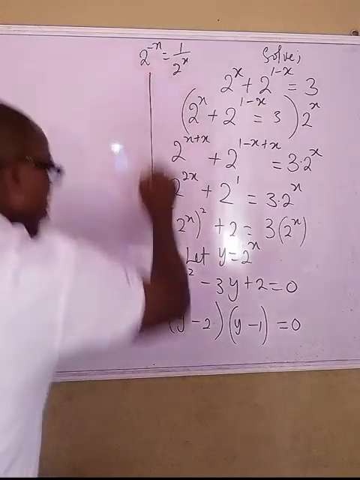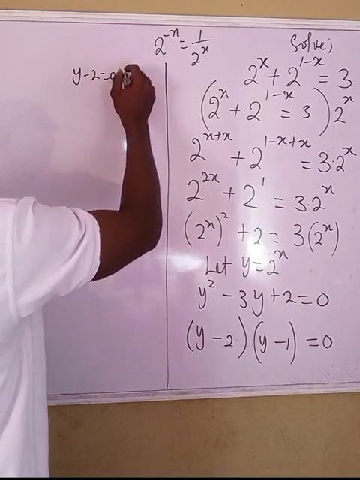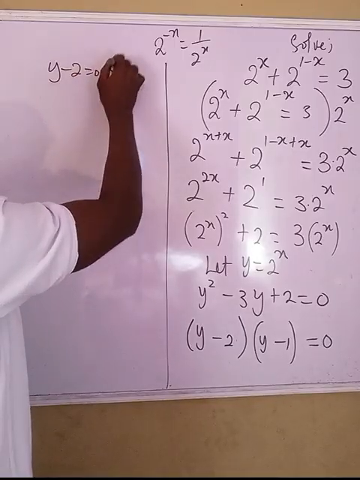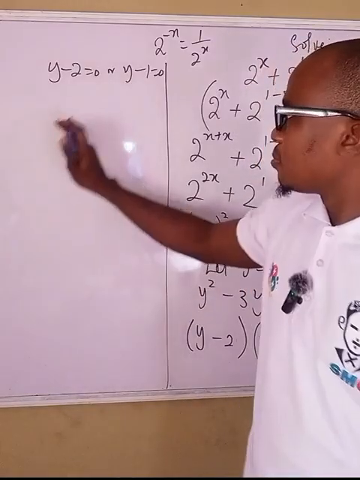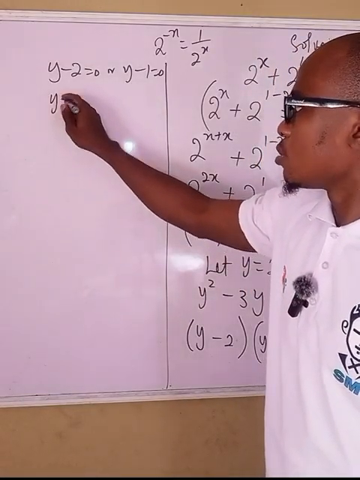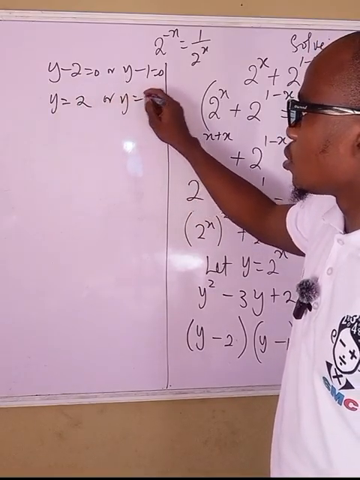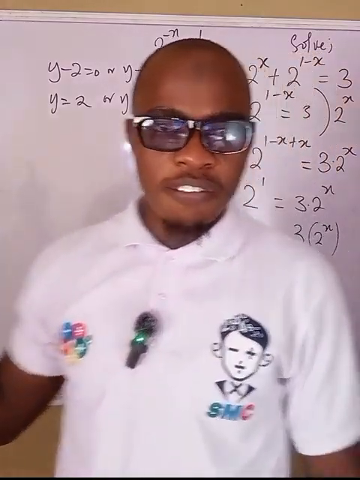So therefore, we have y minus 2 equals 0, or y minus 1 equals 0. All right, so from there you can see that y will be 2. Then we can also have y to be 1.